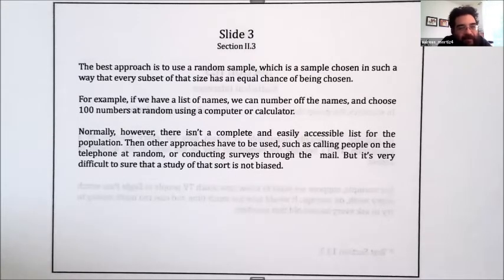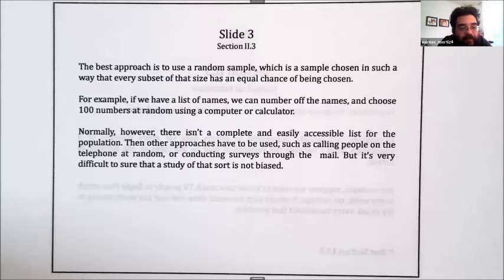Typically that's the best way to obtain a sample, to do it randomly. And again, it's random if everyone in the population has an equal chance of being chosen. Every sample of that size has an equal chance of being chosen.